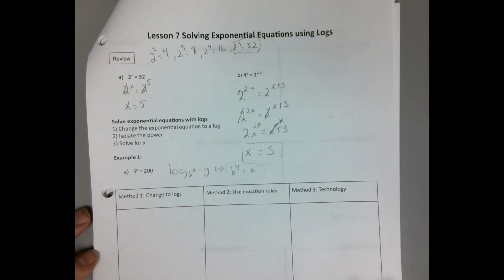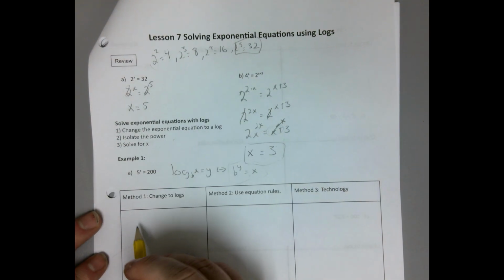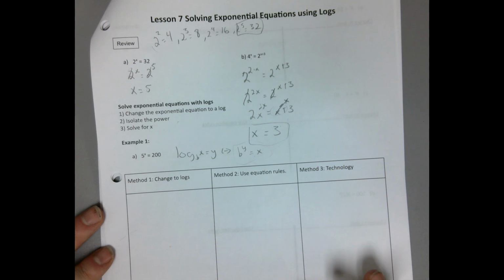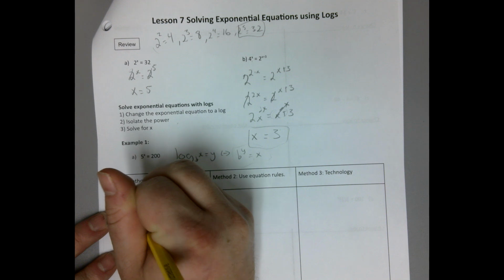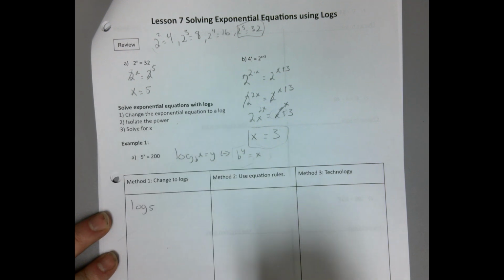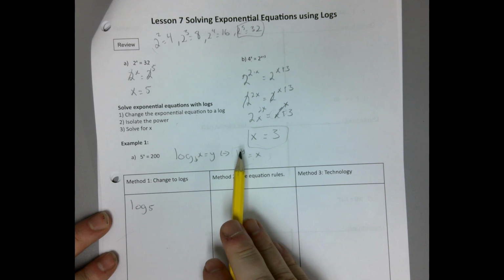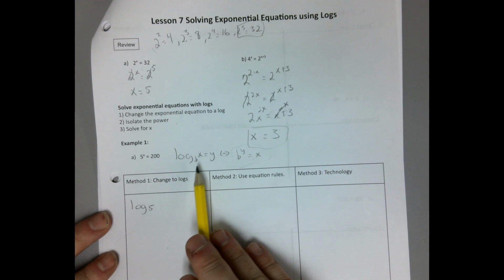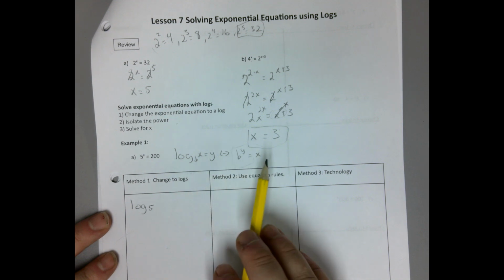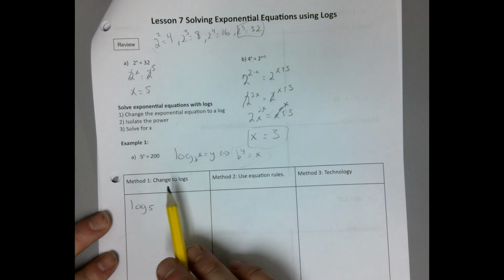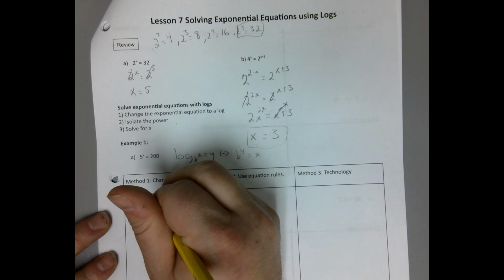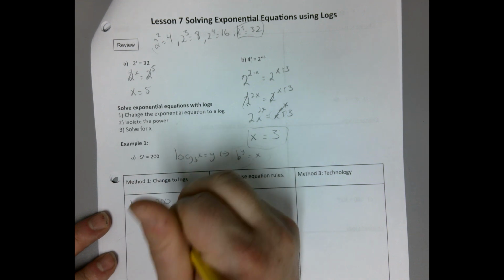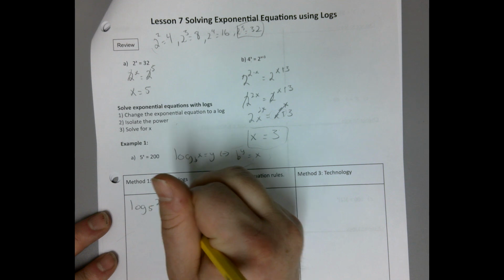So in this case here, for my 5, I'm going to change it into log. My base stays the same, so we're going to have log of 5. And then I'm looking over here, y is going to be the power, which is going to be after the equal sign here, and whatever my x is, that's going to be my argument, right? So we're going to have log base 5 of 200 is equal to x.